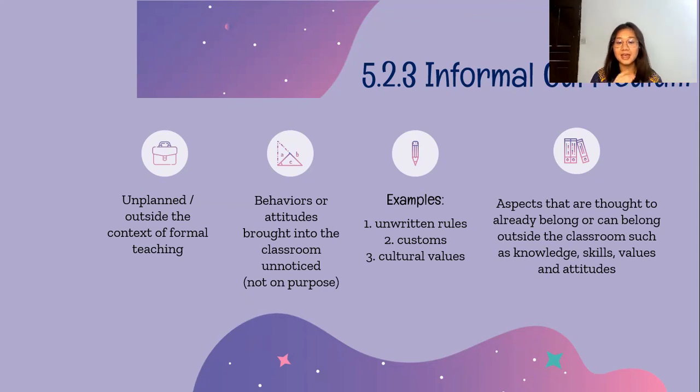For examples, firstly is unwritten rules, like the few examples that I have mentioned just now, they are unwritten. And secondly, based on customs. And thirdly, cultural values. The aspects that are thought to already belong or can belong, which means that it can be developed outside the classroom, such as knowledge, skills, values, and attitudes.